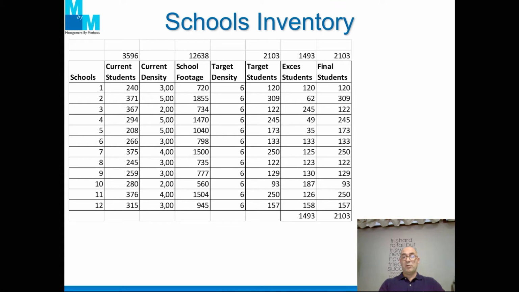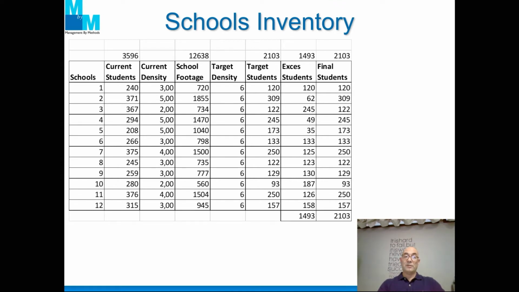Now, this is the table for the schools inventory. You see we have 12 schools. For each school we have a current number of students. Then we have a current density in terms of square meters per student. So you see that the first school has 3 square meters per student, so it's very, very dense. The second has 5 square meters per student, is a bit bigger, and so on.